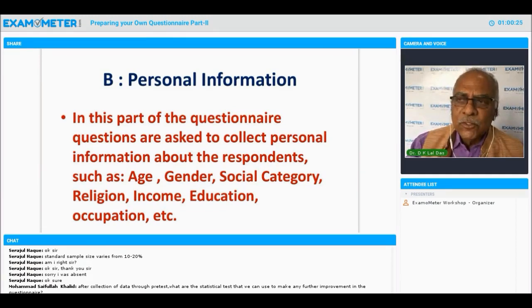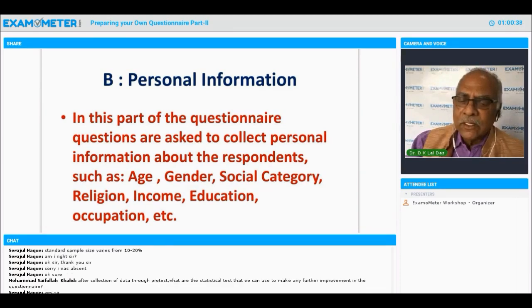As a researcher, you should be sure. Many researchers just put everything here. Language, whether you can write, you can read, etc. I have seen people asking 50 questions on demographic and hardly they use 10. 40 are just waste. In research, we don't do that.